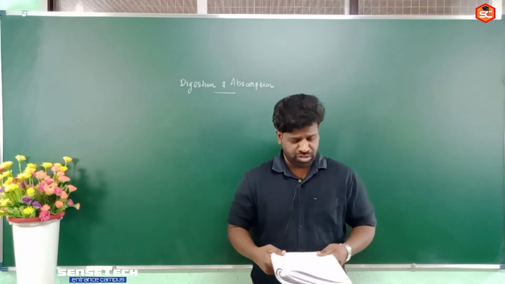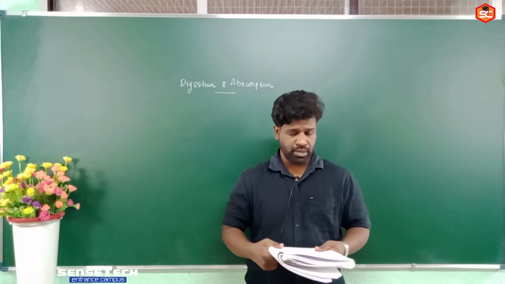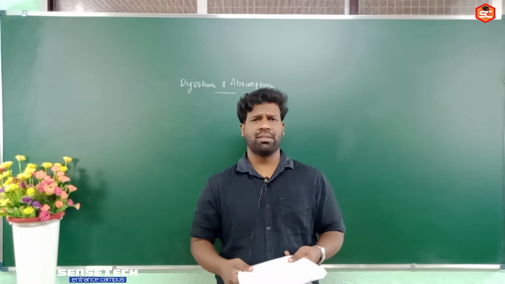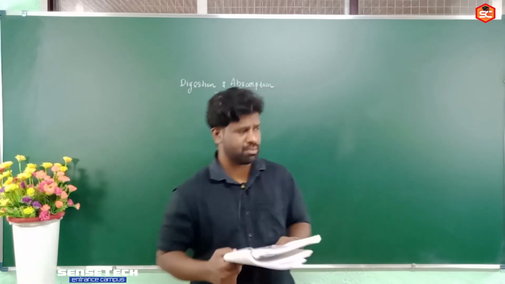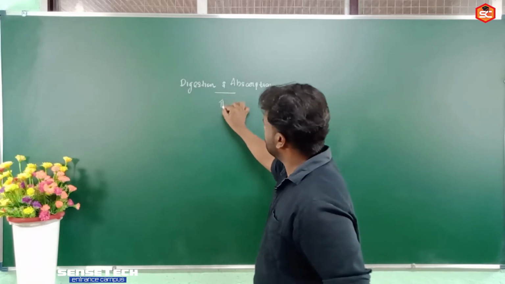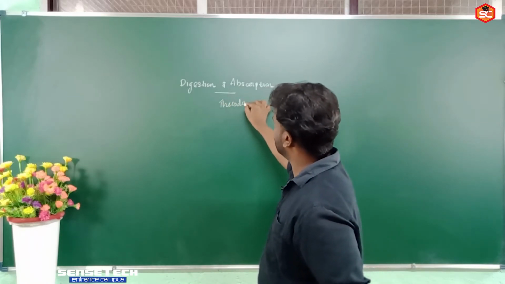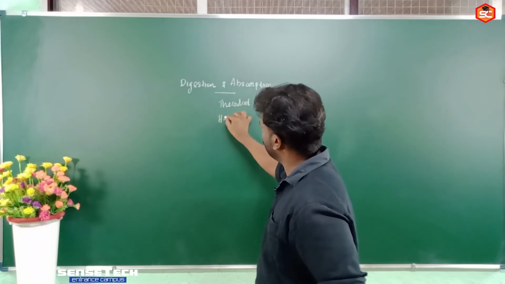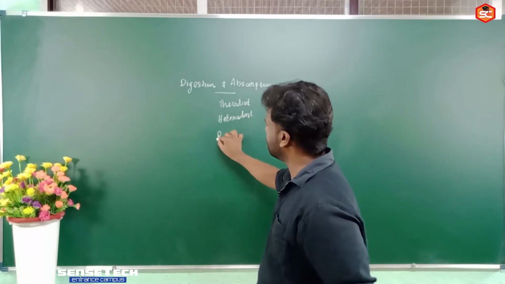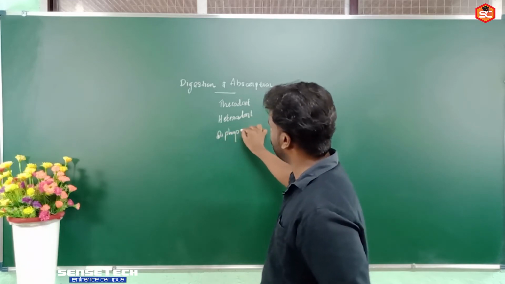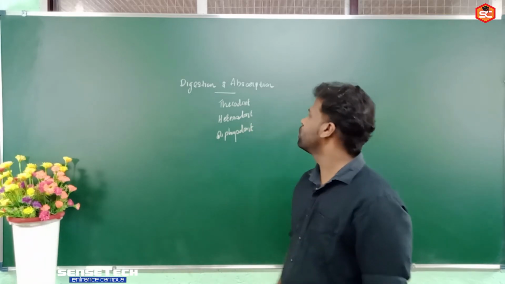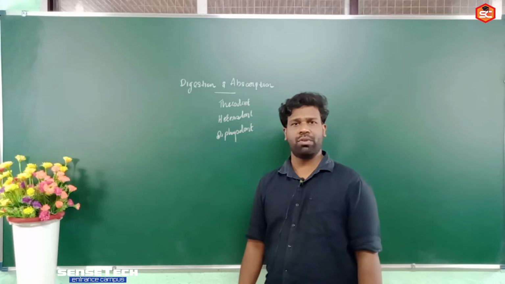So here the first question in our material is, in mammals teeth are, we know dentition in mammals includes different types: thecodont, heterodont, and diphyodont. So human dentition or mammalian dentition is called thecodont, heterodont, and diphyodont. What is the reason?